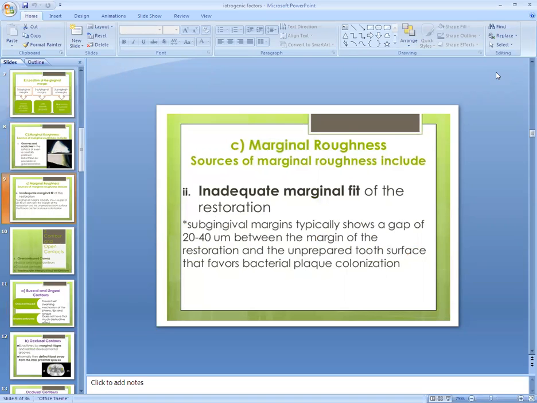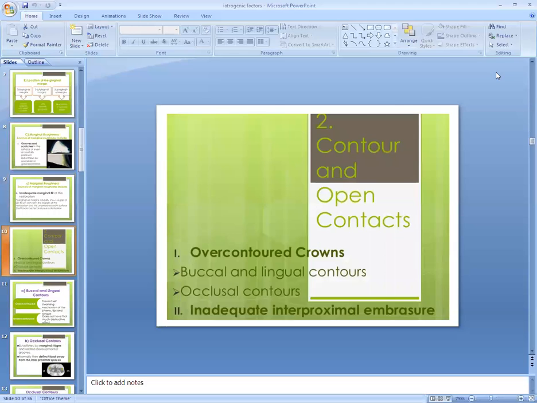Because of these grooves and scratches, there is a chance of food accumulation in them. This increases bacterial growth in that area, affecting the periodontal tissue.